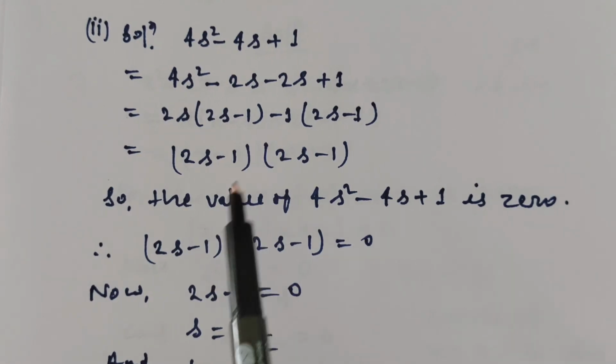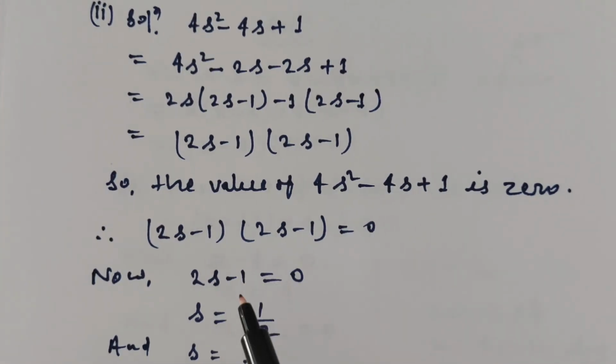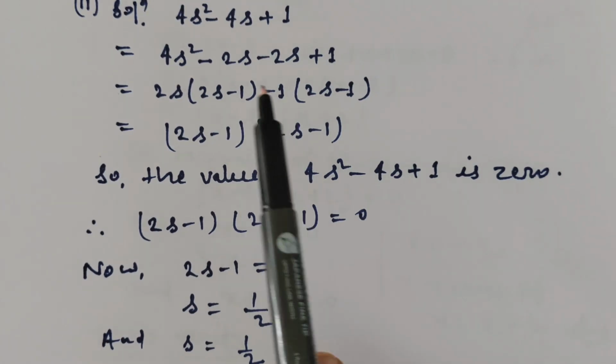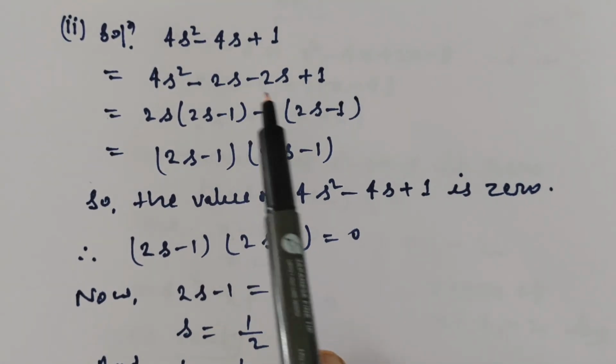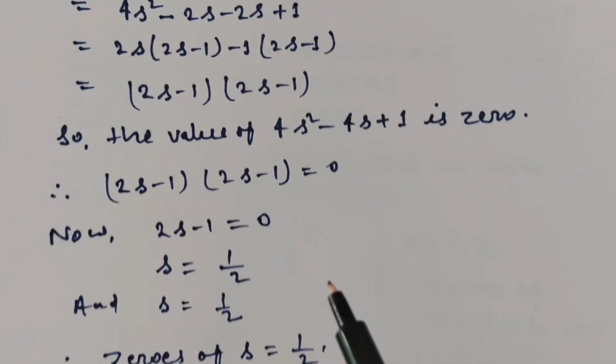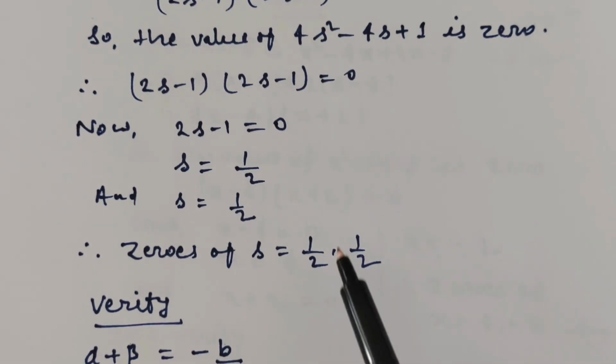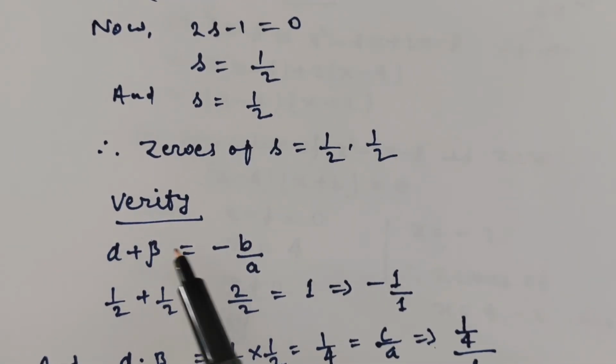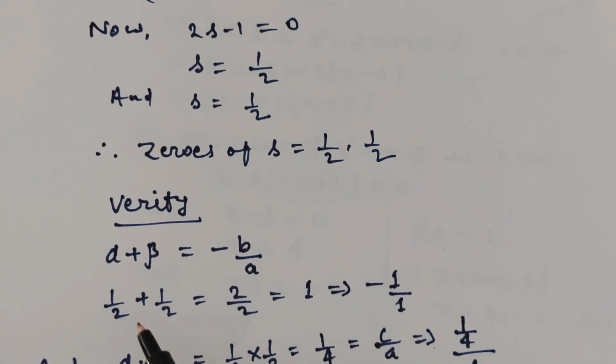So I got the zeros, finally 1 by 2 and 1 by 2. First of all, try to factorize the polynomial and get the two possible zeros. I have got 1 by 2 and 1 by 2, and let's verify with the given formula, alpha plus beta equals minus b by a. So 1 by 2 plus 1 by 2 comes to 2 by 2, which equals 1.